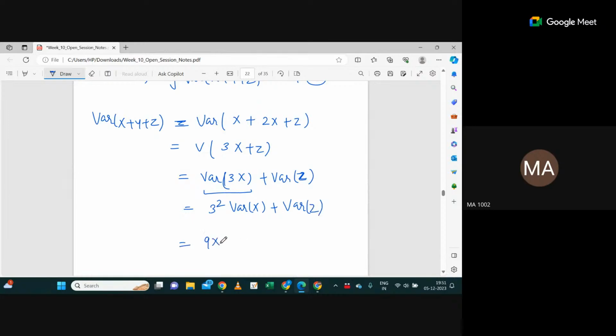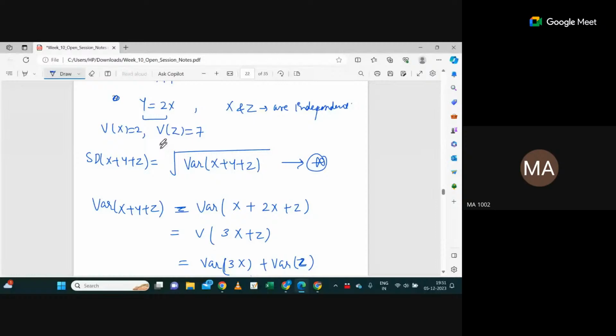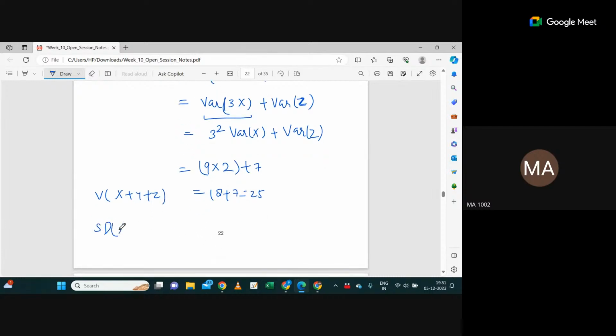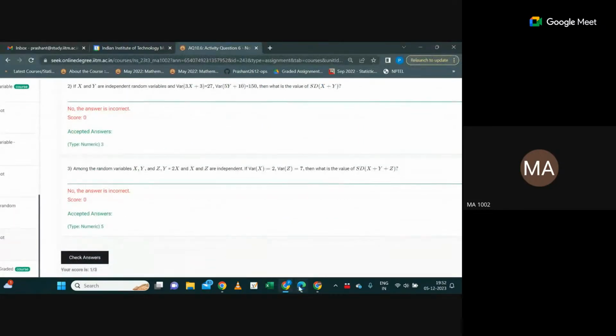And it will be 9 into the variance of x, which is given as 2, plus 7. So it's nothing but 18 plus 7, which is 25. So the variance of x plus y plus z is 25. So the standard deviation of x plus y plus z will be the square root of the variance of x plus y plus z. It will be the square root of 25, which is nothing but 5. Okay, 5 is the answer. Is this clear?